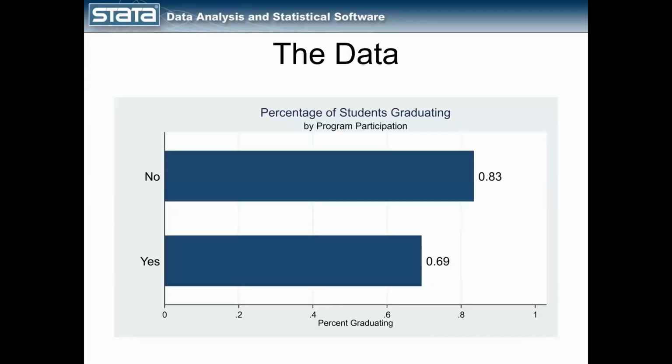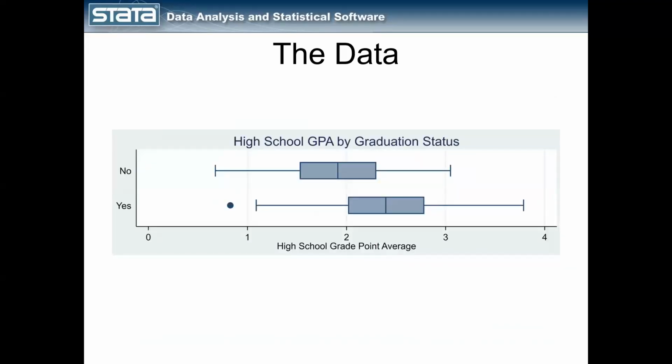More patterns in the data. The horizontal axis here is the percent of students graduating. Of the students who participated in our program, 69% graduated. Those who didn't, 83% graduated. This doesn't look good for our program. Things are not looking good so far.